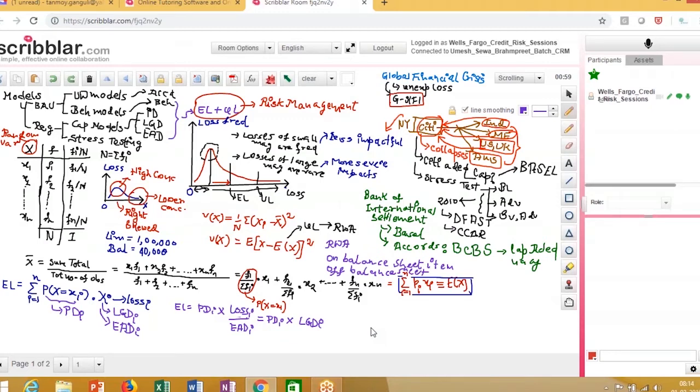I multiply this EL figure, to convert it into dollars, with the exposure at default. I multiply it with the EAD. So basically, when I multiply it with the EAD figure, I convert it into a dollar value. So finally my expected loss is the probability of default into the loss given default into the exposure at default, and it is this expected loss which also is an unbiased estimate of the provisions that I need to keep aside.